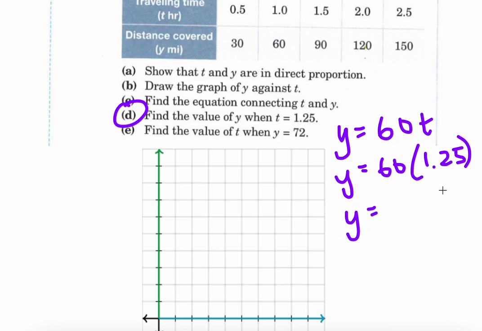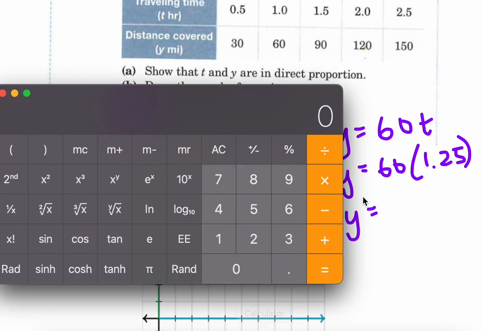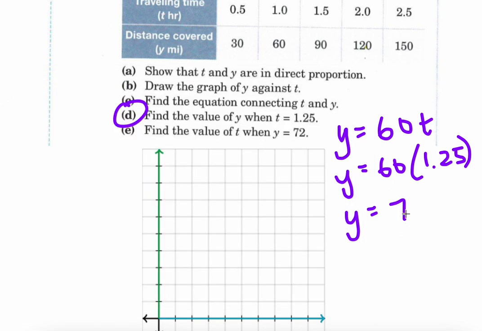So instead of t, I'm putting in 1.25, not instead of y. 60 times 1.25, that's 75. So that means when you've traveled 1.25 miles, or sorry, when you've traveled 1.25 hours, t is hours, you will then have traveled 75 miles. That makes more sense.